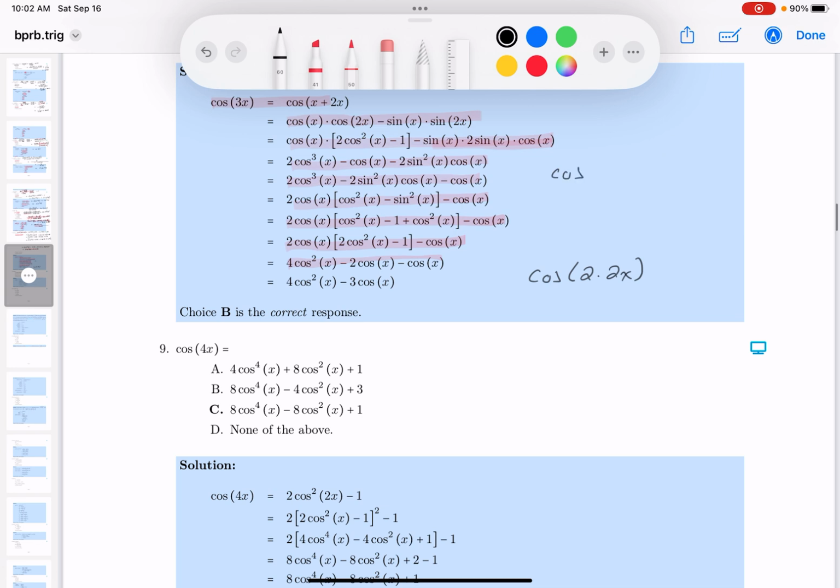The cosine of 2 theta could be written a variety of ways. It could be written as cosine squared theta minus sine squared theta. That's one possibility. The other possibility is 2 cosine squared theta minus 1. And the other possibility is going to be 1 minus 2 sine squared theta.